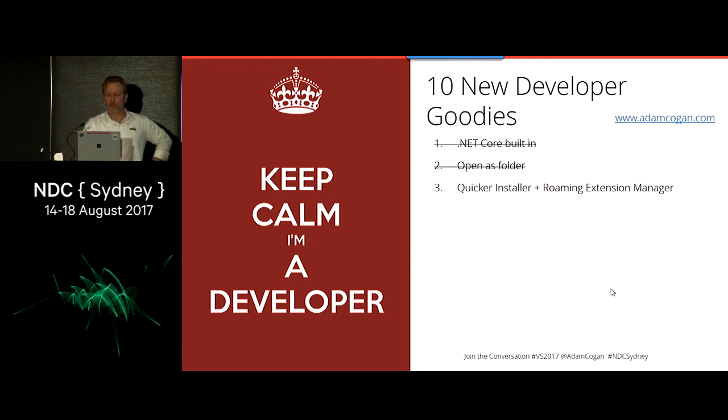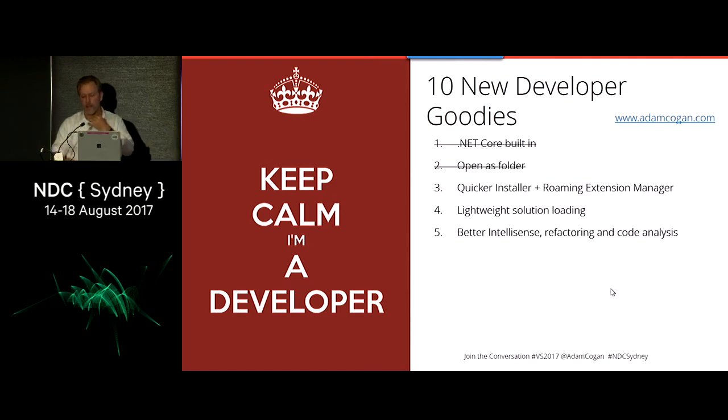The quick installer and the roaming extension manager is miles better. I'll go through that in a sec. Lightweight solution loading. There's much better Intellisense, refactoring, and code analysis. So they've got lots of things that have come out of the ReSharper work. There's much better debugging and DevOps now. We are now seeing, when you're looking at your code, if you've instrumented it with App Insights, you can now see in the code the errors.